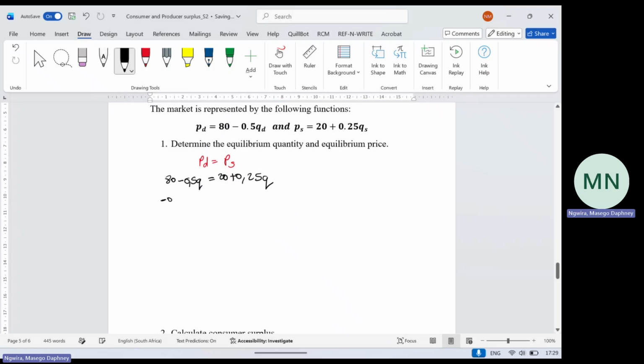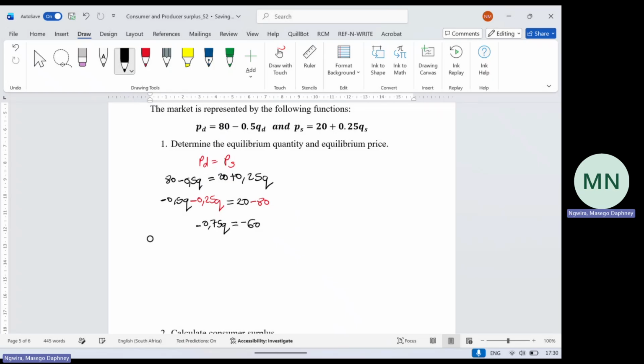So this is negative 0.5Q. Then I'm moving this 0.25Q to the left, so it changes the sign and becomes negative 0.25Q. Then equals to, I already had a 20. I move the 80 to my left, and the 80 will be a negative 80. Now negative 0.5 minus 0.25 is negative 0.75Q, which equals negative 60.